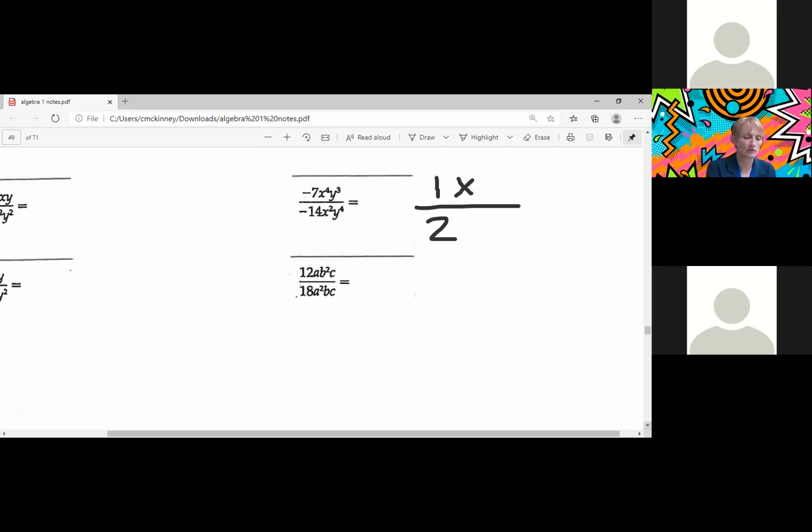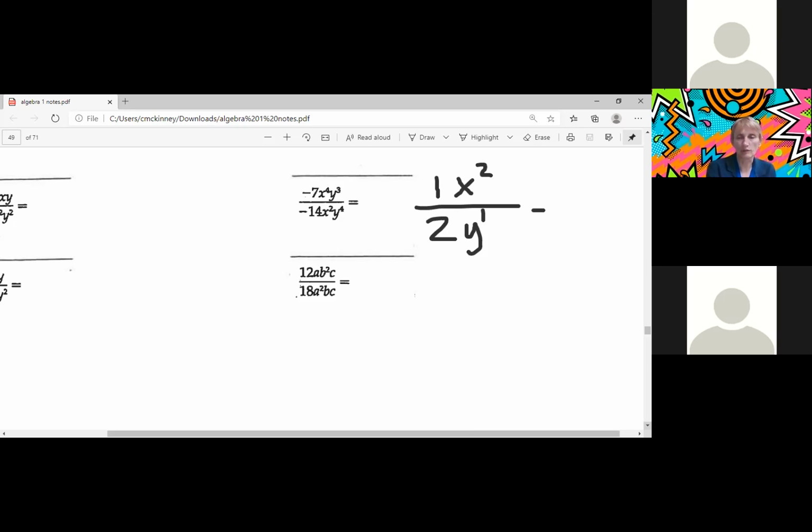4 minus 2 would be 2. I look at the y's, more on the bottom. 4 minus 3 would just be first power. Now, I could write that just like that: 1x squared over 2y to the first.